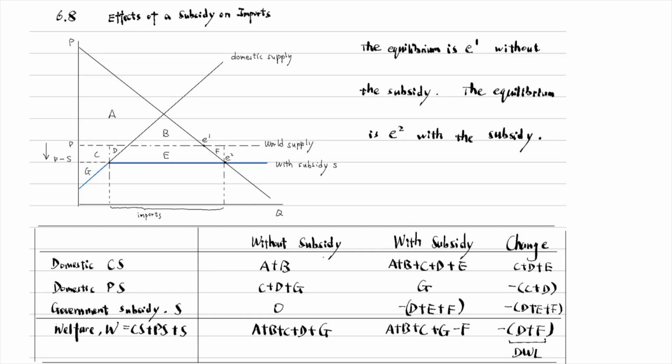We can calculate the change in welfare after the subsidy. It is minus D plus F. The direct loss to society is the two triangles, D plus F. If we compare the subsidy case to the tariff case in figure 9.7 in the textbook, we find that both lead to direct loss. The direct loss areas are different but quite similar.